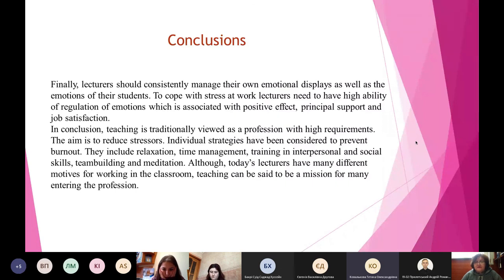And in conclusion, teaching is traditionally viewed as a profession with high requirements. The aim is to reduce stressors, and you can use individual strategies that have been considered to prevent burnout. They include relaxation, time management, training in interpersonal and social skills, team building, and meditation. Although today's lecturers have many different motives for working in the classroom, teaching can be said to be the mission for many entering the profession.